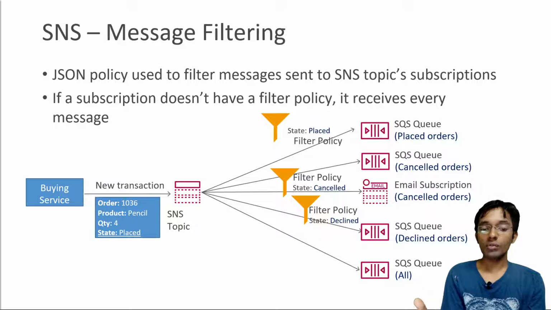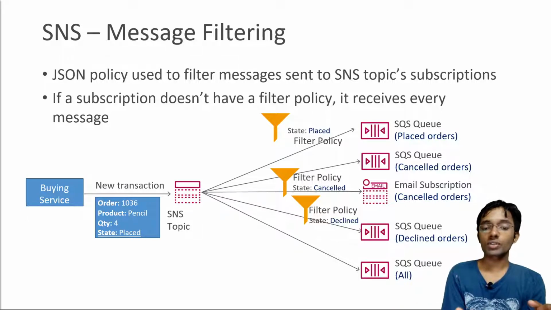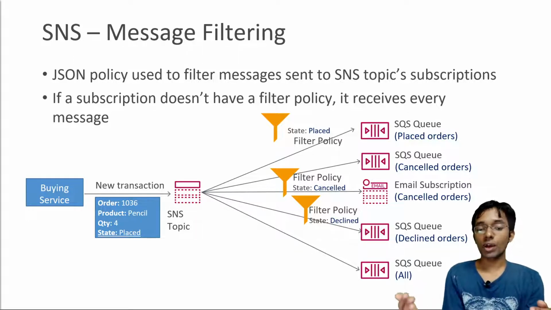Then we can have an SQS queue for cancelled orders, and so we can create our own filter policy for cancelled orders, and have those coming from the SNS topic into the SQS queue, and so the placed order queue and the cancelled order queue will not have the same messages. We can also use the same cancelled filter policy to create an email subscription for cancelled orders. We could have a filter policy for declined orders, for example, with another SQS queue, or we can create an SQS queue without a filter policy to have all the messages from that SNS topic.